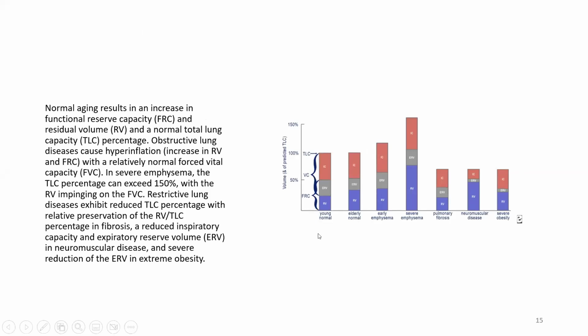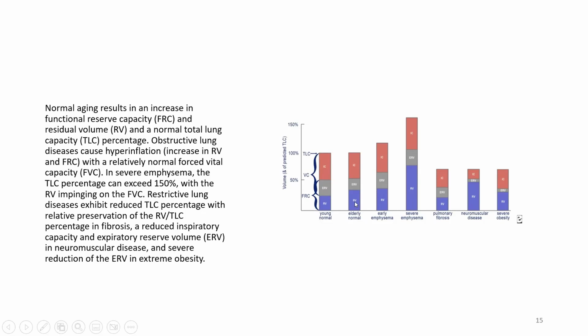This is very nice. It represents the ratio between the lung volumes in normal and abnormal states. Here is a young adult. This is the residual volume in blue. This is the expiratory reserve volume and the inspiratory capacity. This is the vital capacity. The gray and the pink is the vital capacity. The total lung capacity is the whole three. The blue is the residual volume.